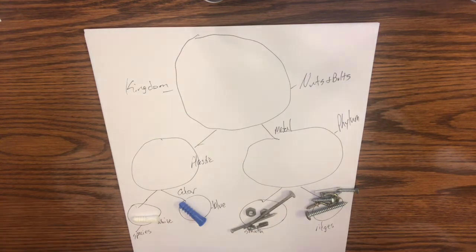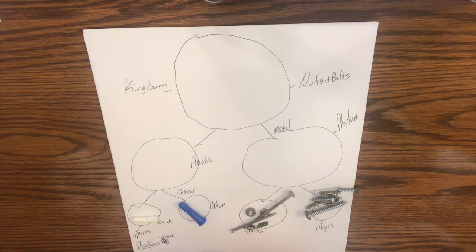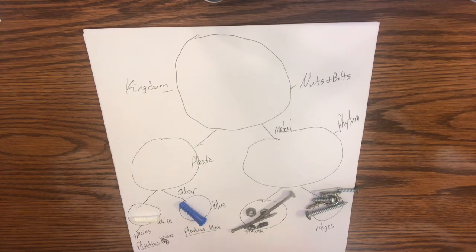Scientific name, genus, species, and then remember that scientific name sometimes is a descriptor of the organism. So I'm going to call this one Plasticus whitus. Whoops. Remember, it's got to be lowercase. Plasticus whitus. And I'm going to underline it because it's kind of hard to italicize. And then I'm going to call this one, they share a genus, so they have to have the same first name. Plasticus bluus. And I'm going to underline it.